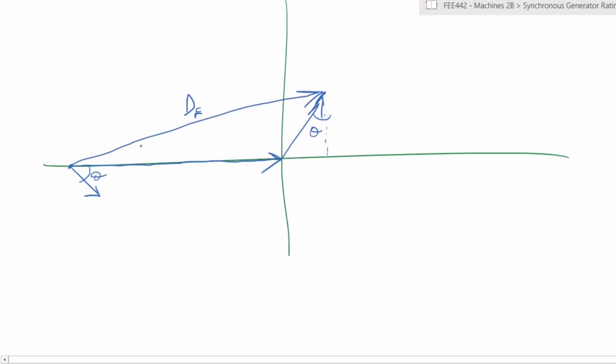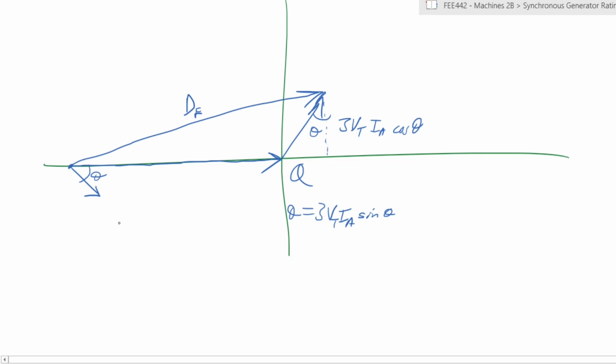Okay. So now here, in this case, we have Q, which is 3VT IA sine theta. And you have 3VT IA cos theta. Right?